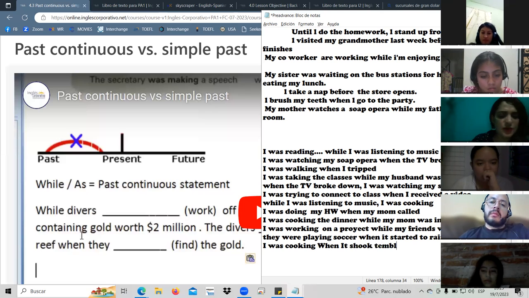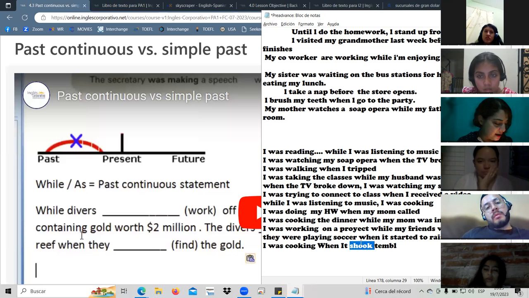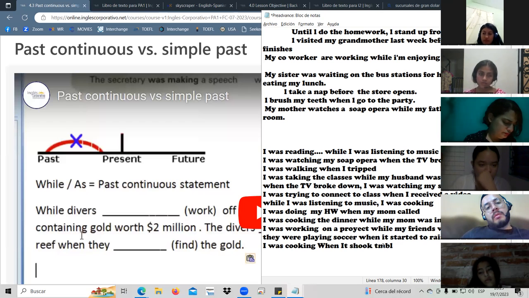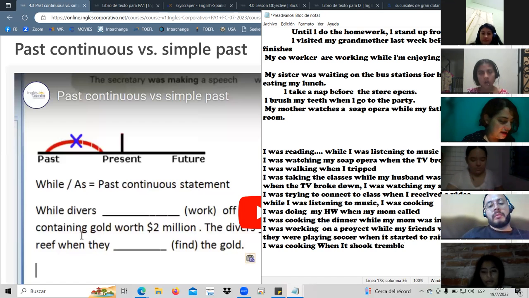I don't remember how to write it. How do you spell it? When the earthquake started. Earthquake. Oh, ella está hablando de que tembló. Aunque era shake, es más común para hablar cuando tiembla. Pero, what is the verb that you're saying? T-R-E-M-B-L-E. T-R-E. Uh-huh. E. Ah, okay. Thank you. I didn't remember that, the spelling.